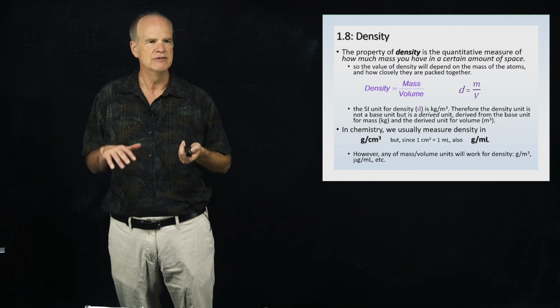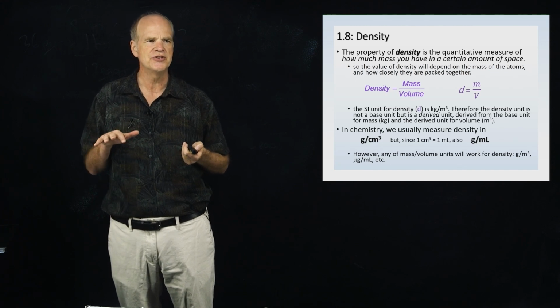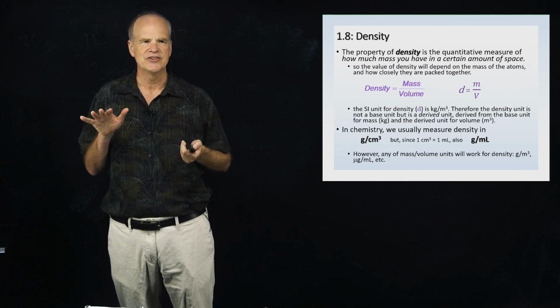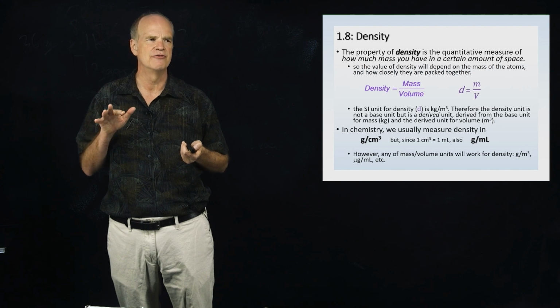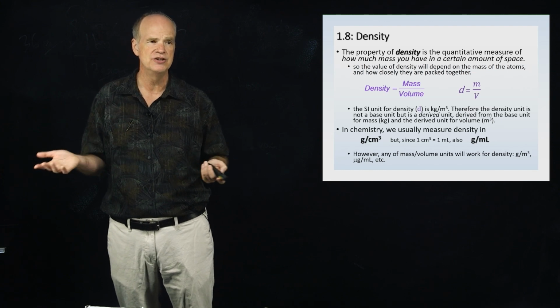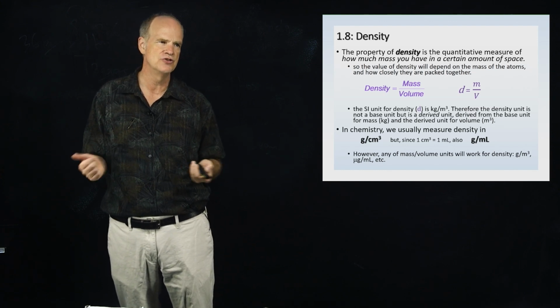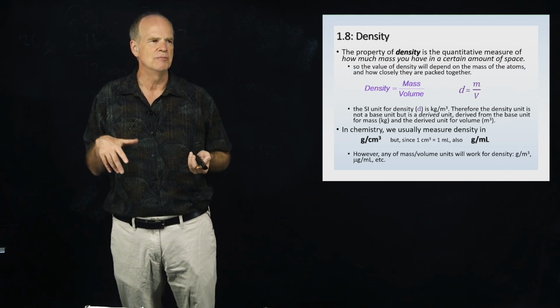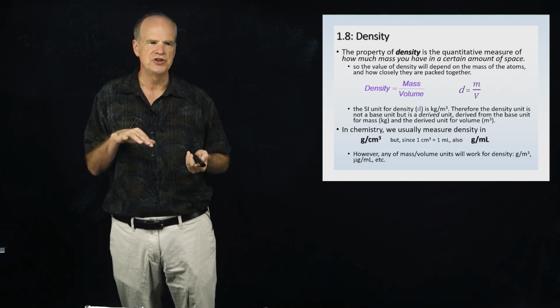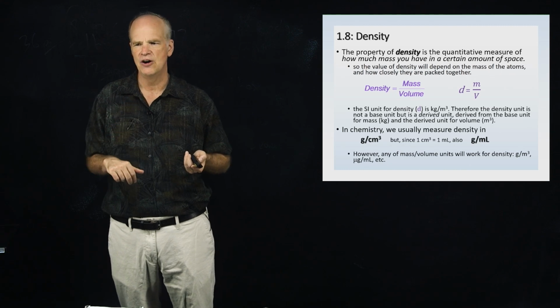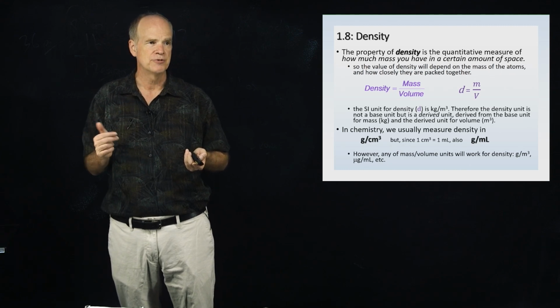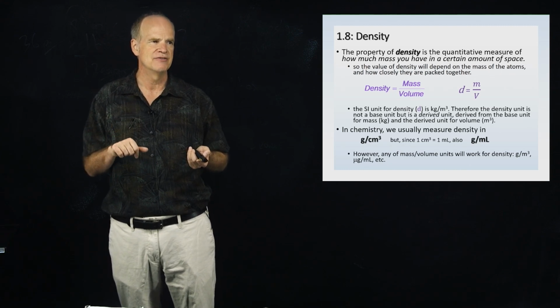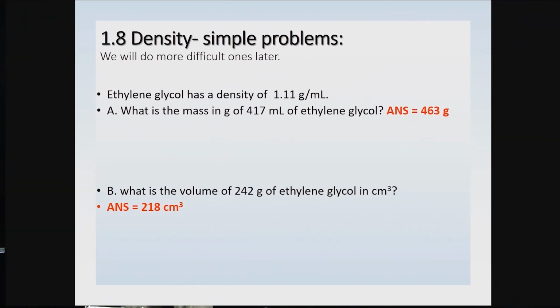But keep in mind, if you see a problem with some kind of mass unit divided by a volume unit, that is considered a unit of density, although it may not be the usual units you would recognize. For example, you might see in a problem grams per meters cubed, that is mass divided by volume, or micrograms per mL. Again, mass divided by volume, so those are density units.